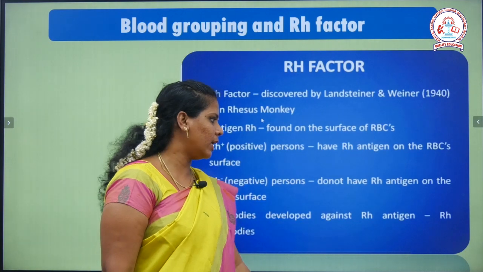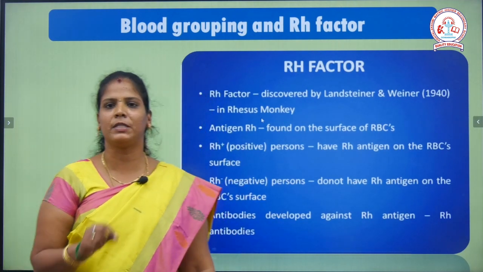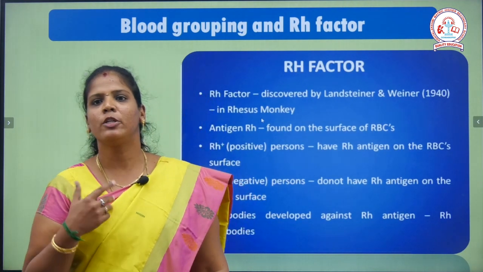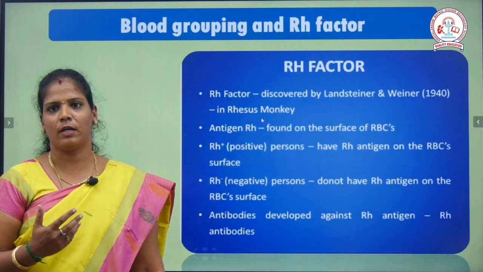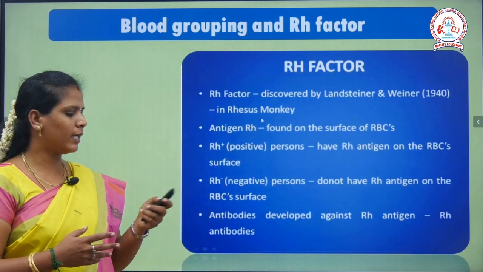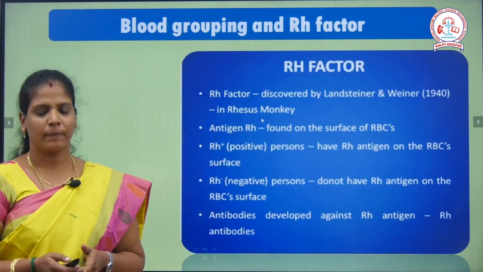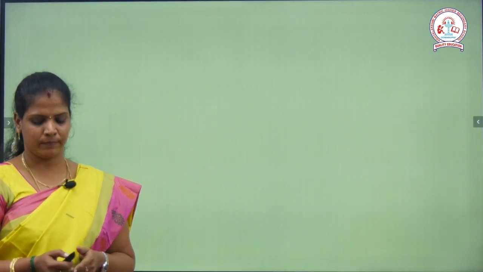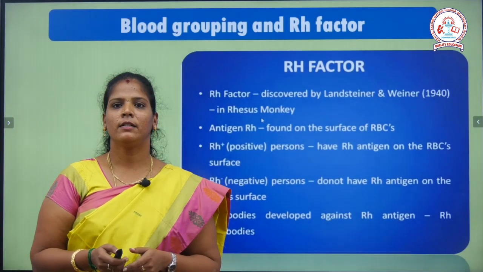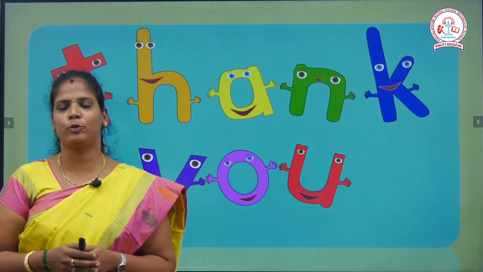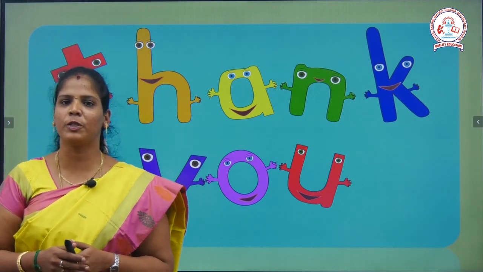A person with AB blood group is a universal recipient, in the sense they can get blood from A, B, AB and O. So they are called universal recipients. The person who has O group is a universal donor. Donors in the sense they can donate their blood to all kinds of blood groups.